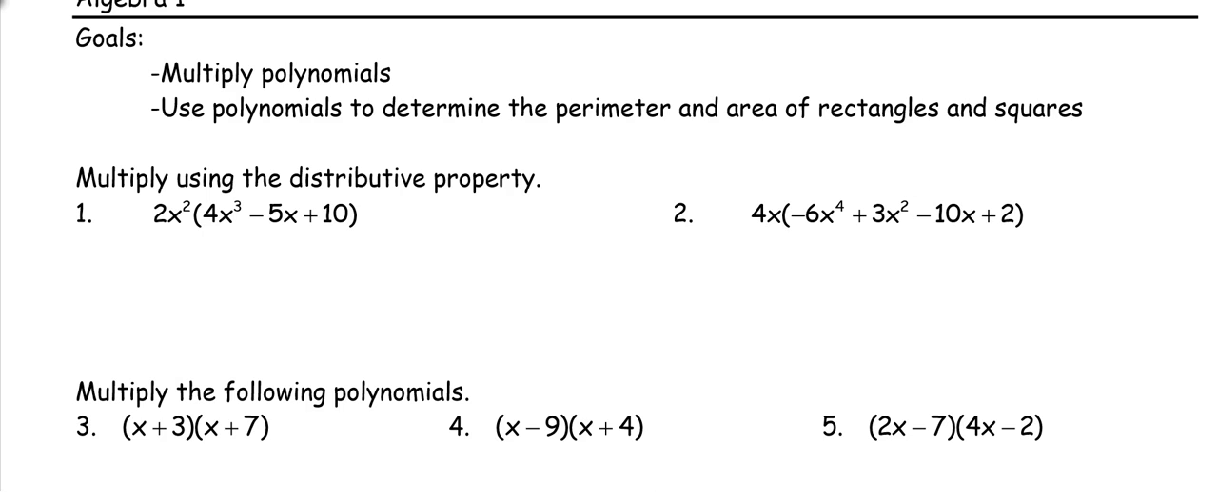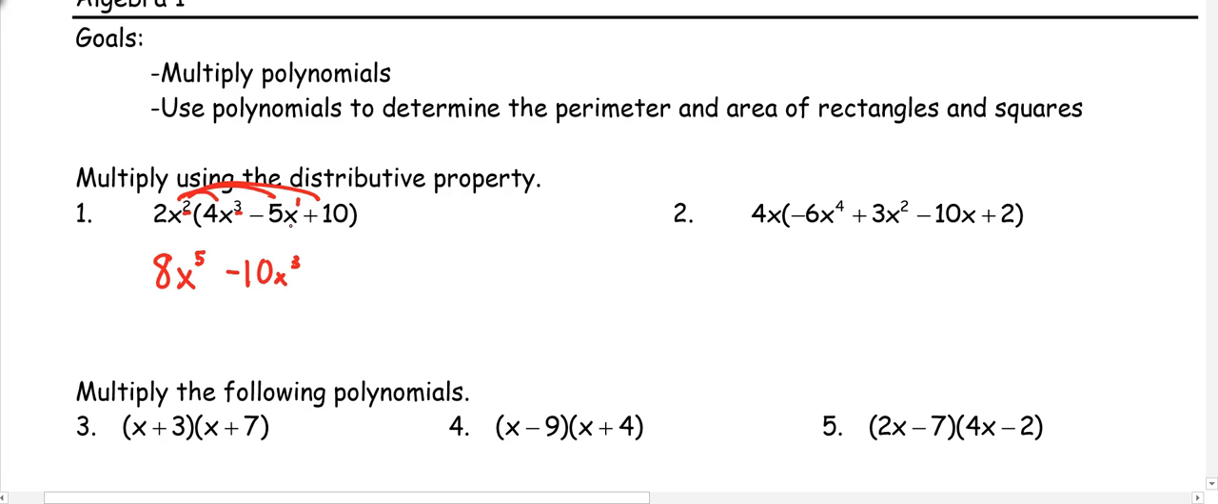So in number one, I'm going to distribute 2x squared to all three terms. So 2x squared times 4x cubed, 2 times 4 gets us 8x, and then we're going to add our exponents. So 2 plus 3 gets us 8x to the fifth. Then we have 2x squared times negative 5x, which gets us negative 10x. Remember, if there's no exponent, that's a 1. So 2 plus 1 gets us x cubed.